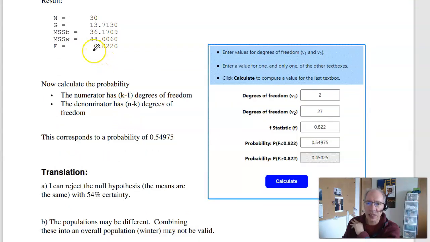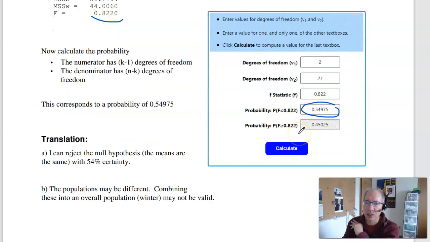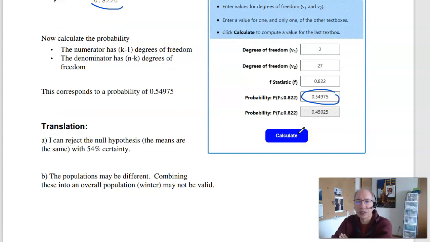Doing that, I get an F-score of 0.82. Throw it in StatTrak. The numerator has 3 columns, meaning 2 degrees of freedom. The denominator has n minus k, 30 minus 3 degrees of freedom. F-score is 0.822. There's your probability. What that means is there's a 54% chance that the means are different. Basically no conclusion. You might be able to lump them all together, which kind of makes sense. December, January, February are all winter months. They're all cold.